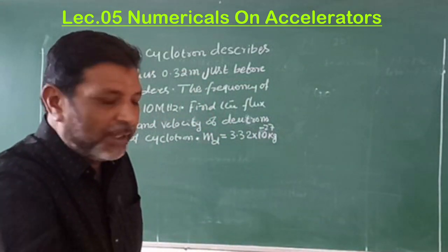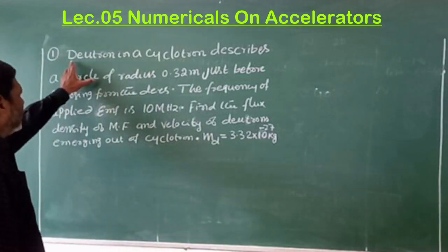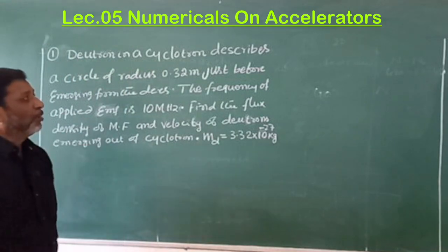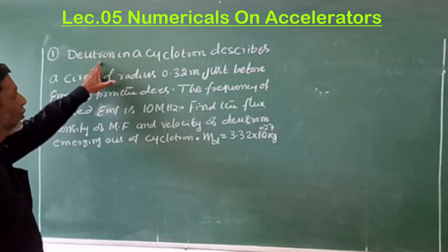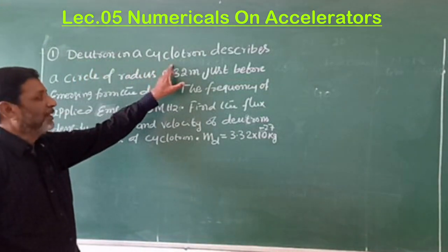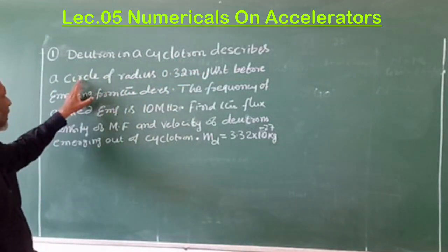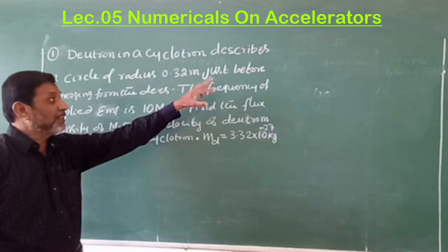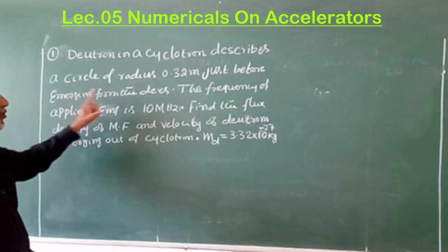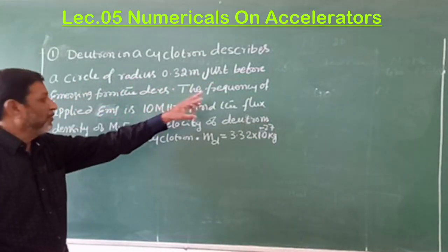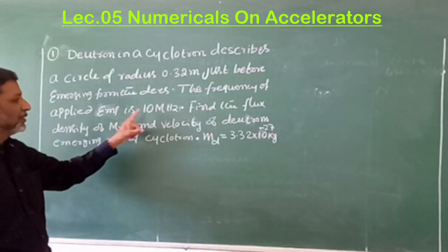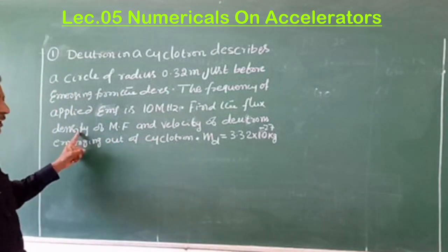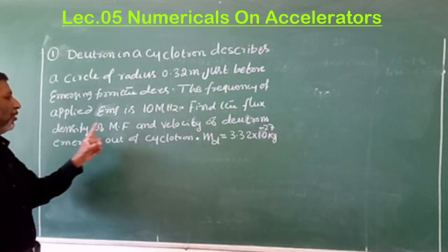I think you are able to see this problem clearly on the board. A deuteron in a cyclotron describes a circle of radius 0.32 meters just before emerging from the Ds. The frequency of applied EMF is 10 megahertz. Then find the flux density of the magnetic field.